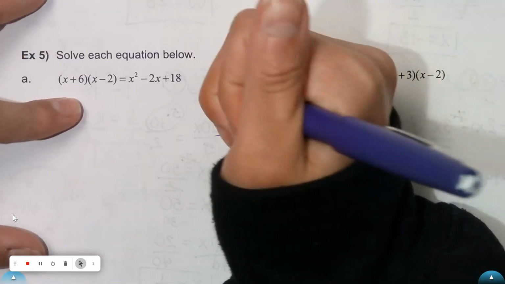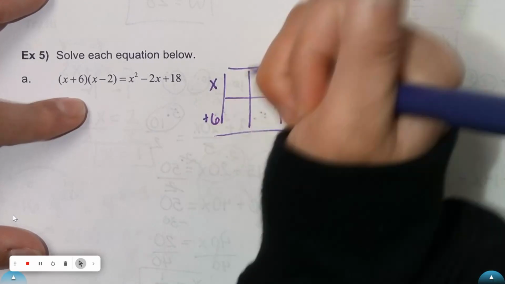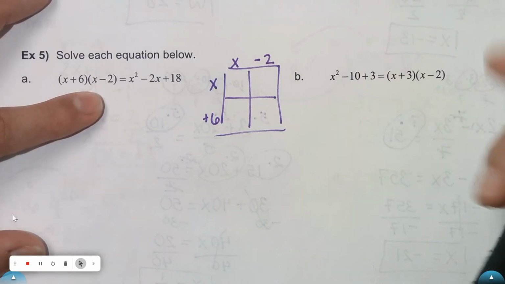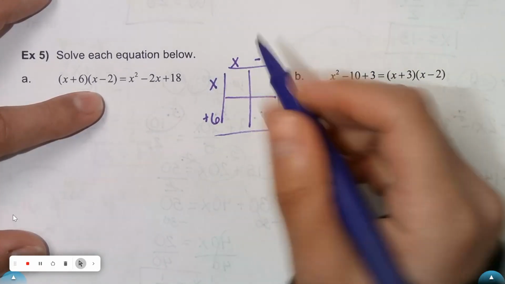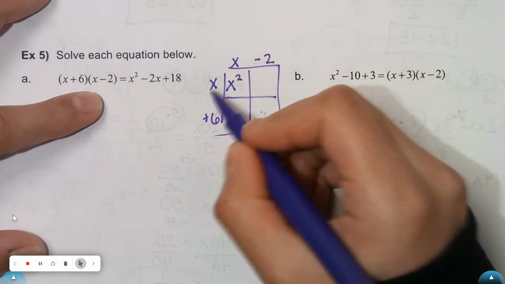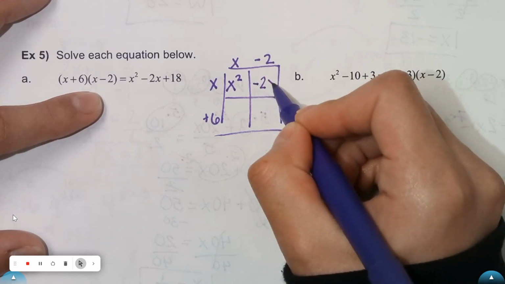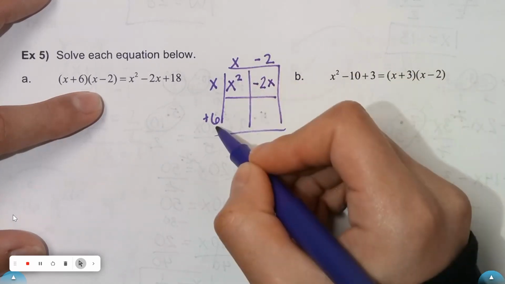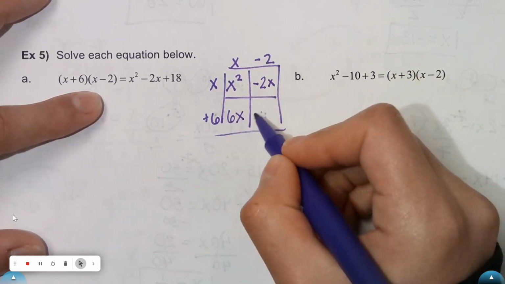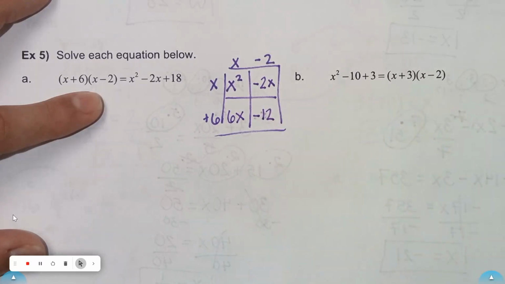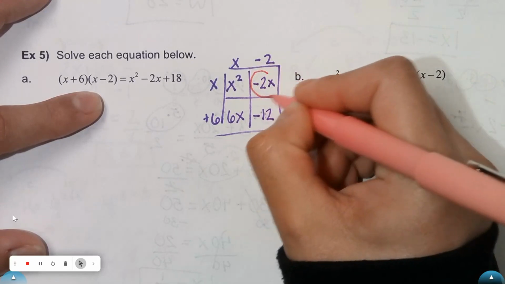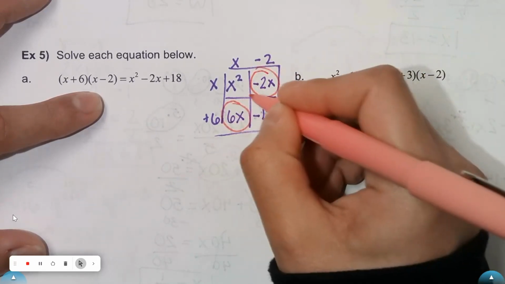I'm going to put this x plus 6 on the side, and then I'm going to write this x minus 2 up here. Okay, so I have x times x, which is x squared. I have negative 2 times x, which is negative 2x. X times 6, which is 6x. And negative 2 times 6, which is negative 12. I still want to identify my like terms. My like terms are this negative 2x and this 6x, and I'm adding them.